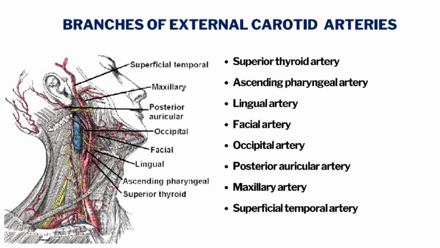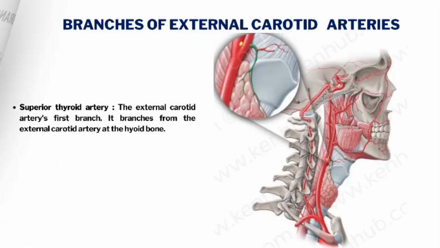The external carotid artery has 8 main branches distributed to the head and neck: the superior thyroid artery, the ascending pharyngeal artery, lingual artery, facial artery, occipital artery, posterior auricular artery, maxillary artery, and lastly, the superficial temporal artery. Let's now talk about the branches of the external carotid artery. First, the superior thyroid artery.